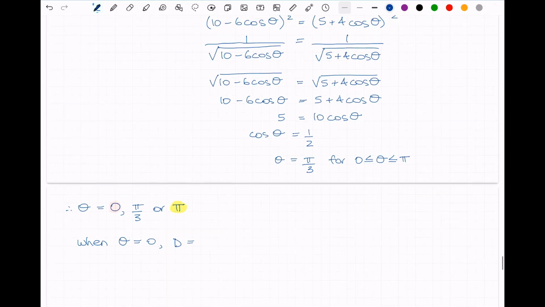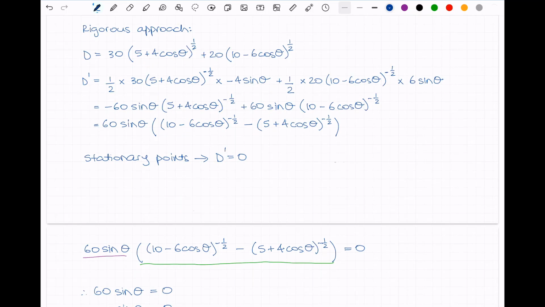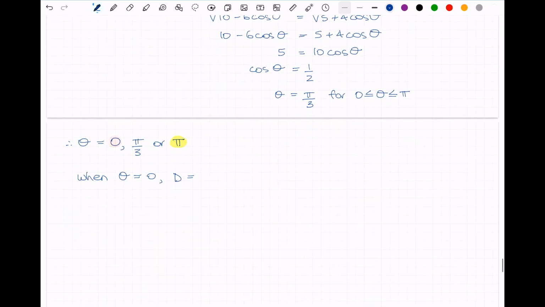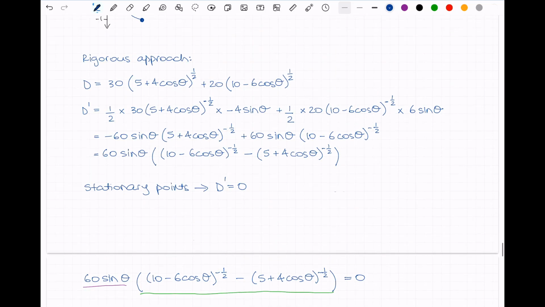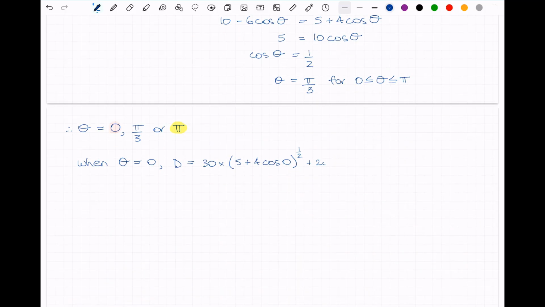And we just go and find our original expression for D: 30 times the square root of 5 plus 4 cos theta, or in other words, cos 0. So 30 times (5 plus 4 cos 0) to the power of a half. Well, it's the square root, but anyway, same thing. Plus 20 times (10 minus 6 cos 0) to the power of a half. And we just ask ourselves, well, what is that?